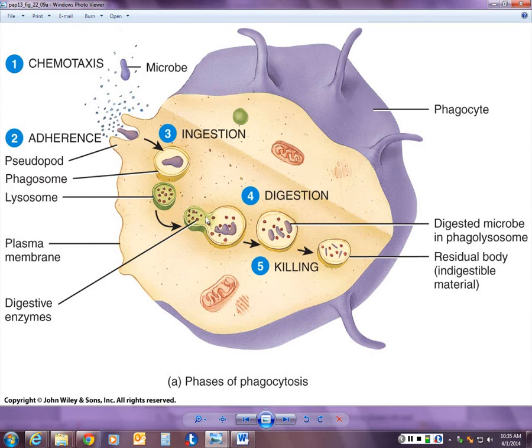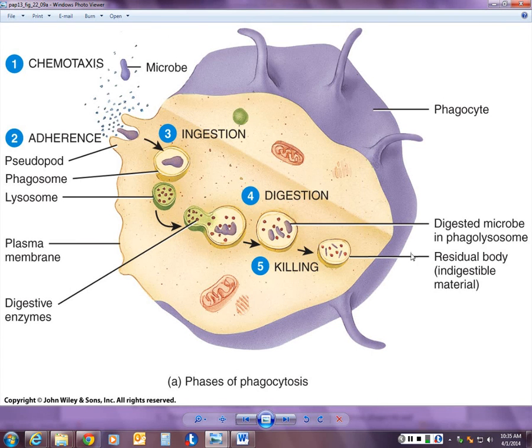As the enzymes mix with the microbe, they will begin to attack it, and we transition now into the fourth phase of phagocytosis, which is digestion. The enzymes from the lysosome are allowed to do their job, which is to break down the microbe. Finally, as that digestion continues, we would ultimately end up killing that targeted microbe, and then sometimes you have indigestible material remain behind in what's referred to as a residual body.